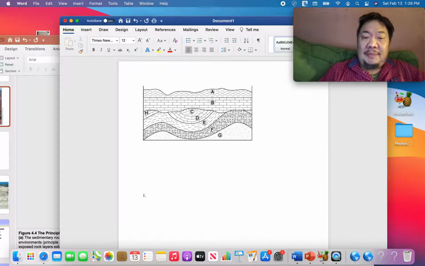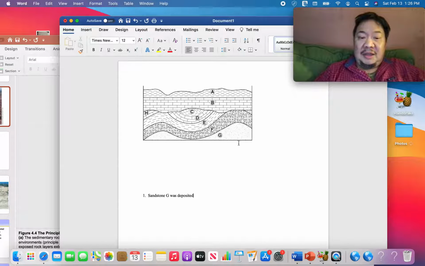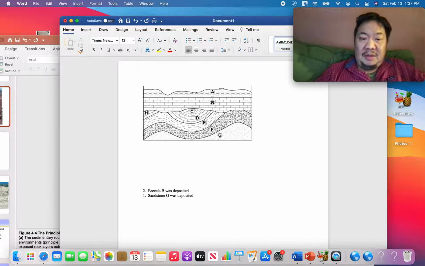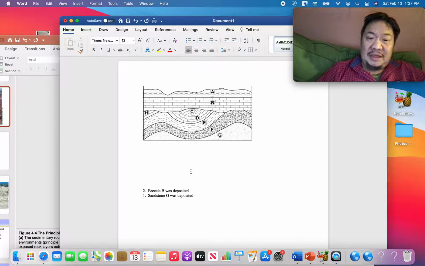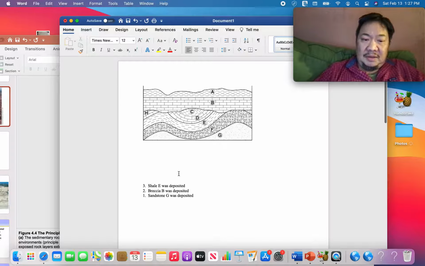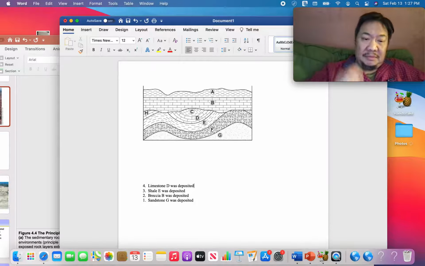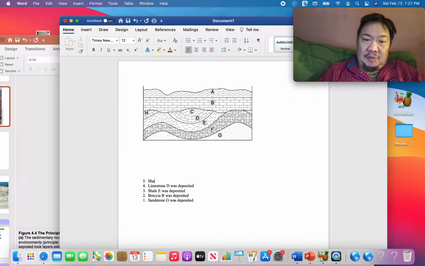Let's start off by talking about what happened first. What do you think happened first? Well, sandstone G was deposited because it's the oldest. It's on the bottom, according to the principle of superposition. Then what happened? Breccia F was deposited. Then what happened? What bed was deposited next? Well, shale E was deposited. What do you think happened next? Limestone bed D was deposited. Then what happened? Shale bed C was deposited. Tell me what happened next.